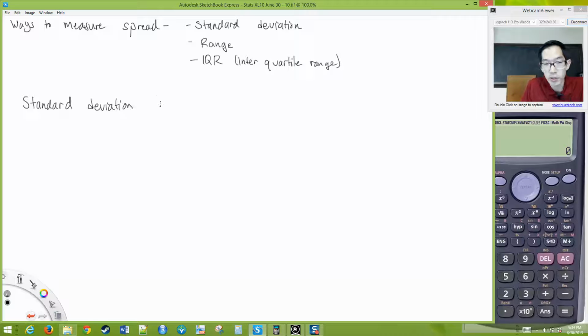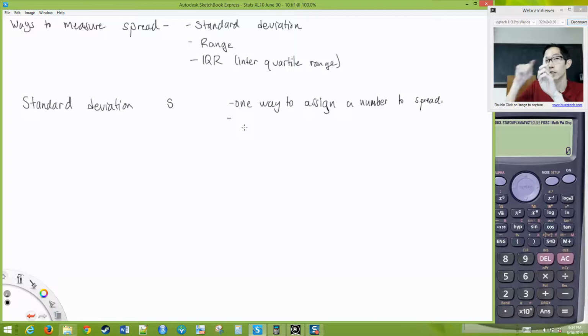Okay, the symbol for standard deviation is S. And it's just one way to assign a number to spread. We can think of it, and this is a very loose definition and it's not exactly this, as we're going to take the mean, the balance point of our data, and we're going to measure how far each data point is from the mean. Okay?